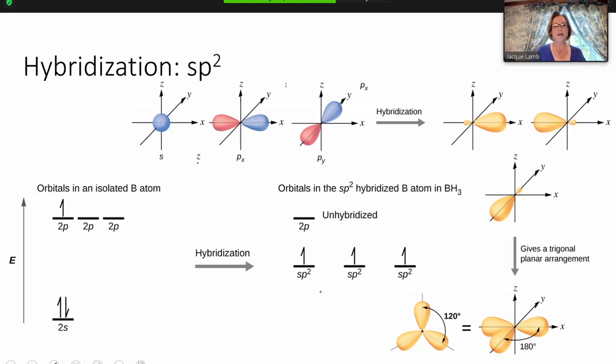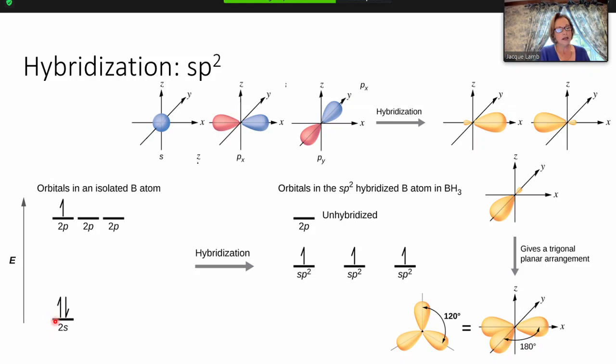So let's talk about the sp2. Now we're going to hybridize the s and two of the p's. We've got the px and the py here. We're mixing three orbitals together, so we have to get three orbitals out, and we do. Notice their shape is very similar to the sp orbitals, but now there are three of them, and they point in three different directions. We have them pointing at the vertices of an equilateral triangle. This would be in such as boron in the BH3 molecule.